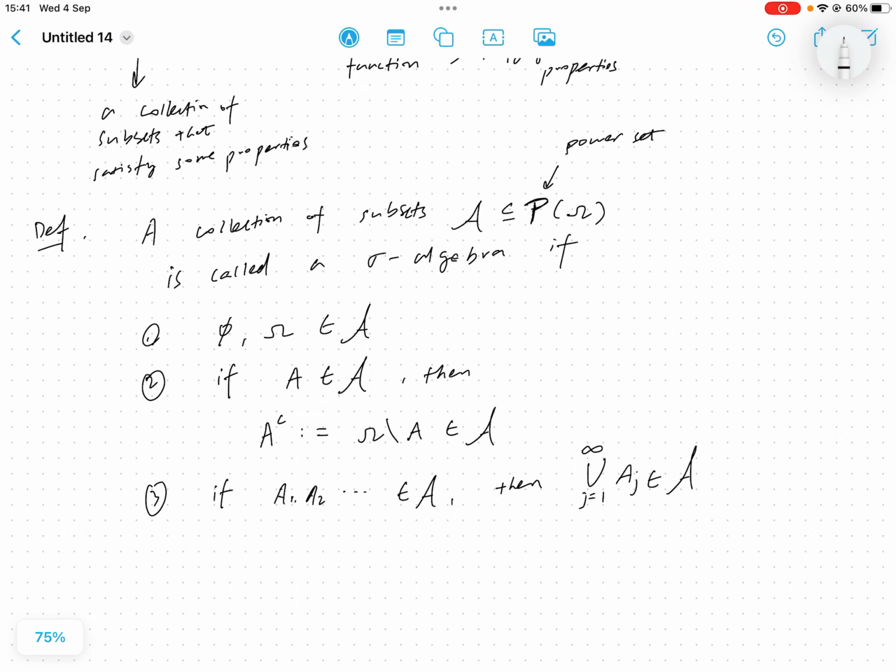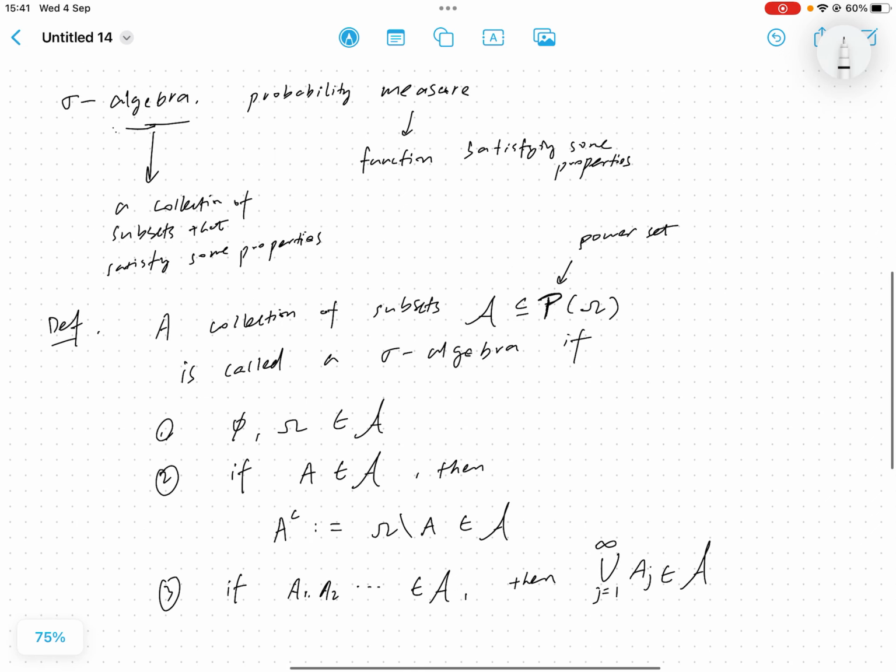So now this is not mysterious, and we can understand this, right? Pretty straightforward. Okay, so that's sigma algebra.